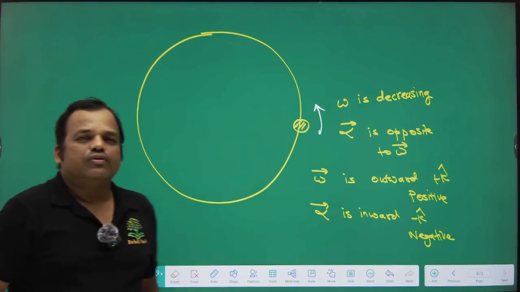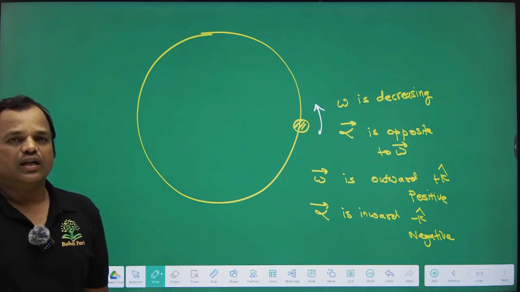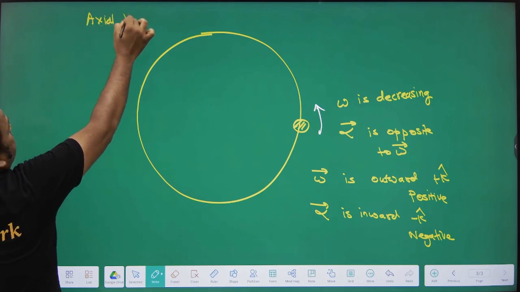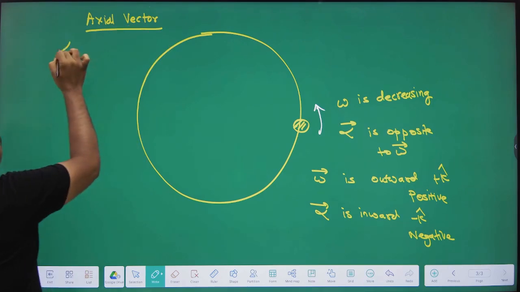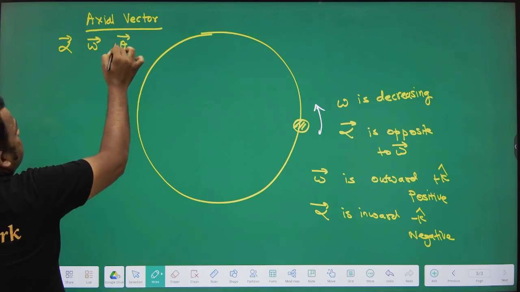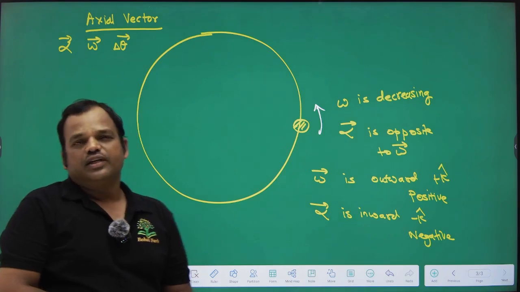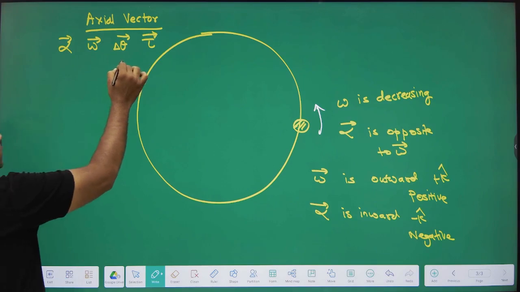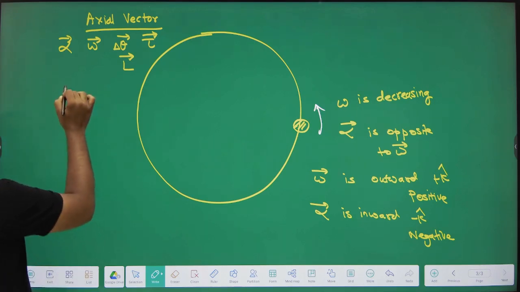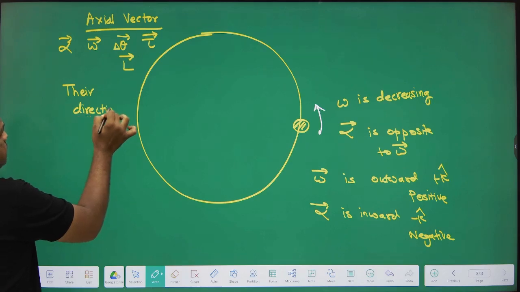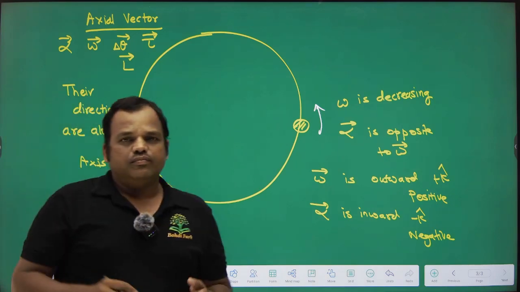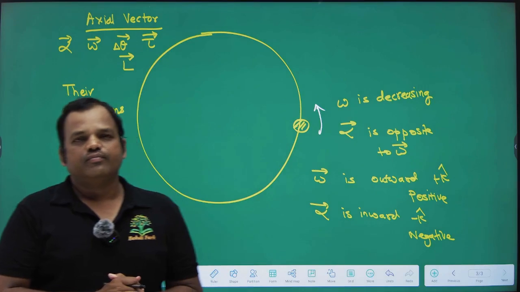So in circular motion, vector quantities like omega vector, alpha vector, angular displacement delta theta vector are known as axial vectors. In rotational dynamics, we will have torque vector and angular momentum also. These are axial vectors, meaning their directions are along the axis. So what is an axis? We will discuss in detail in rotational motion.